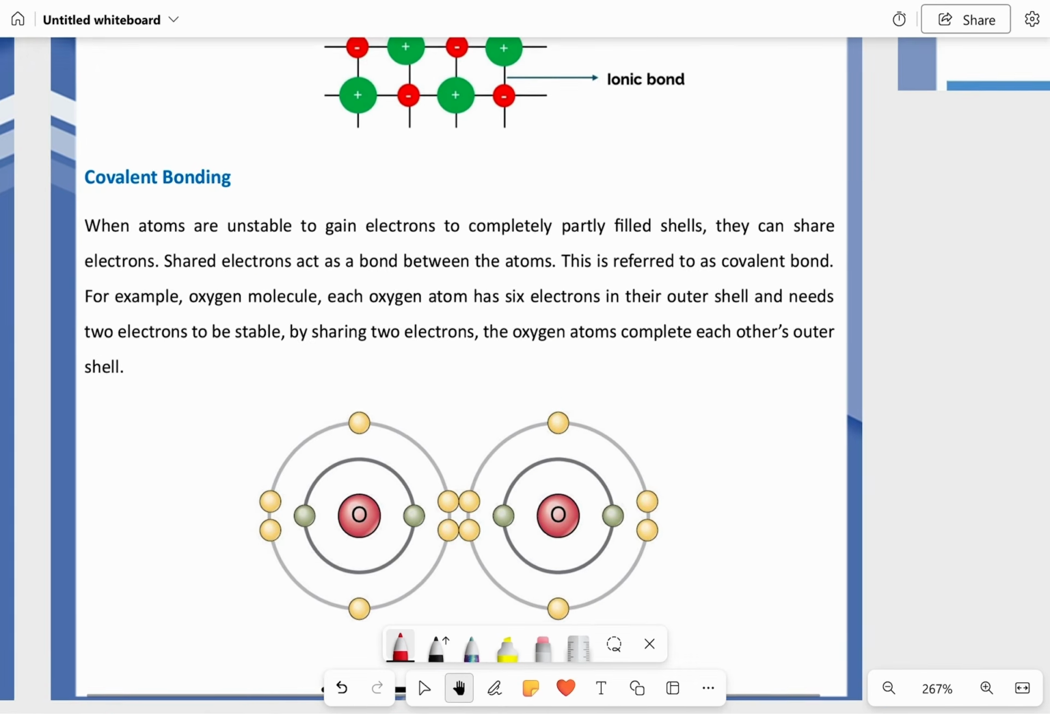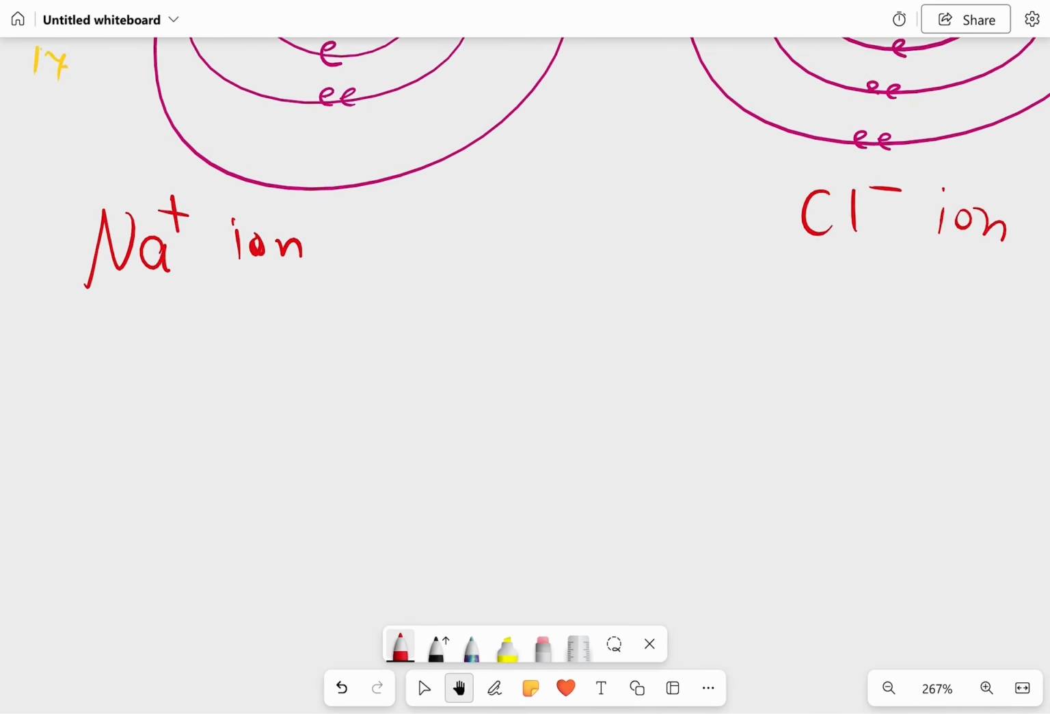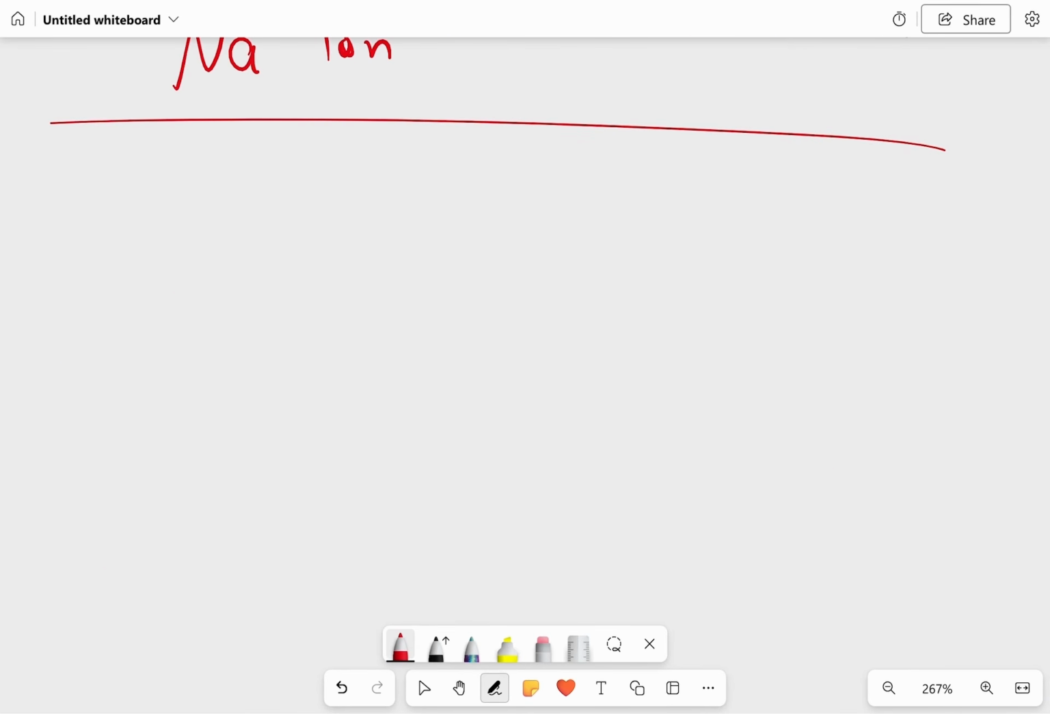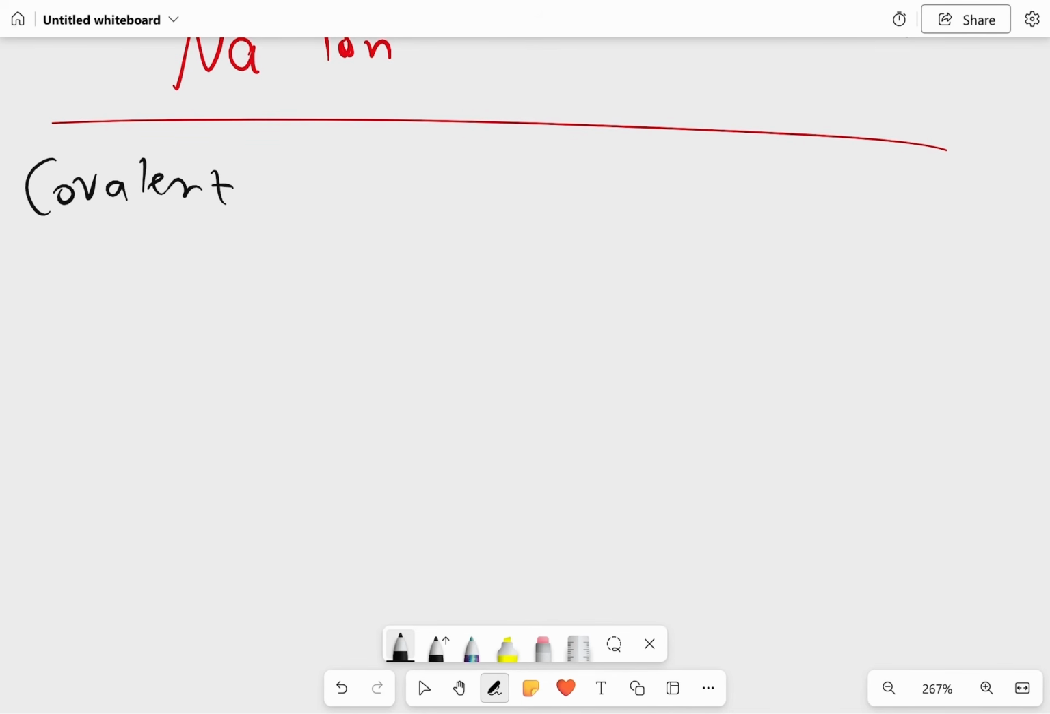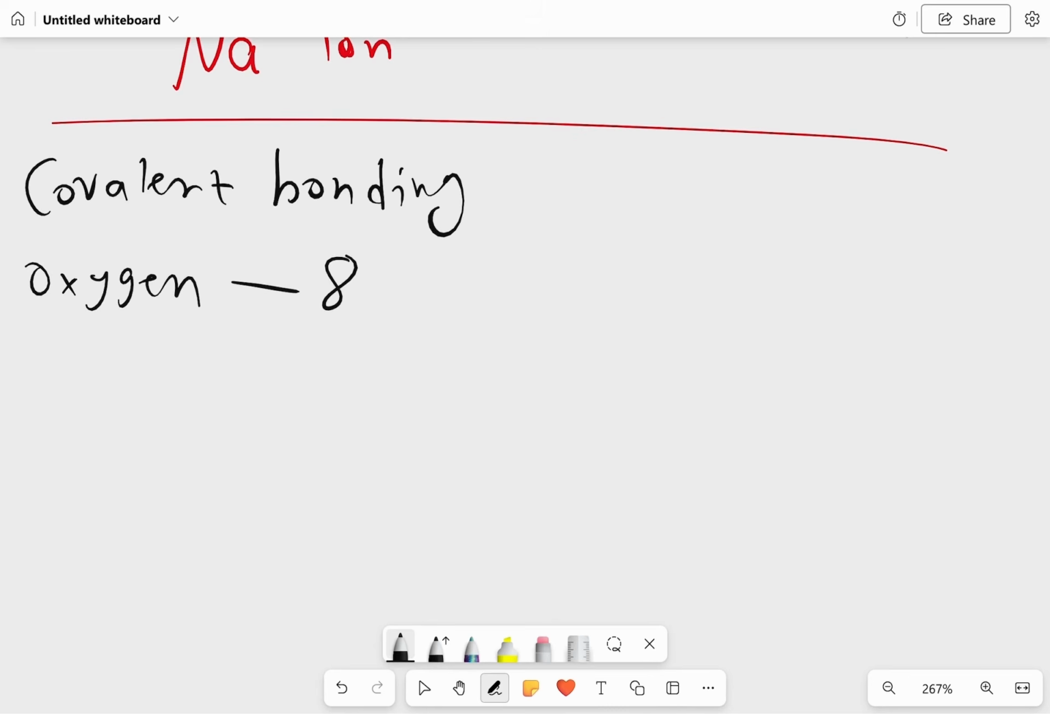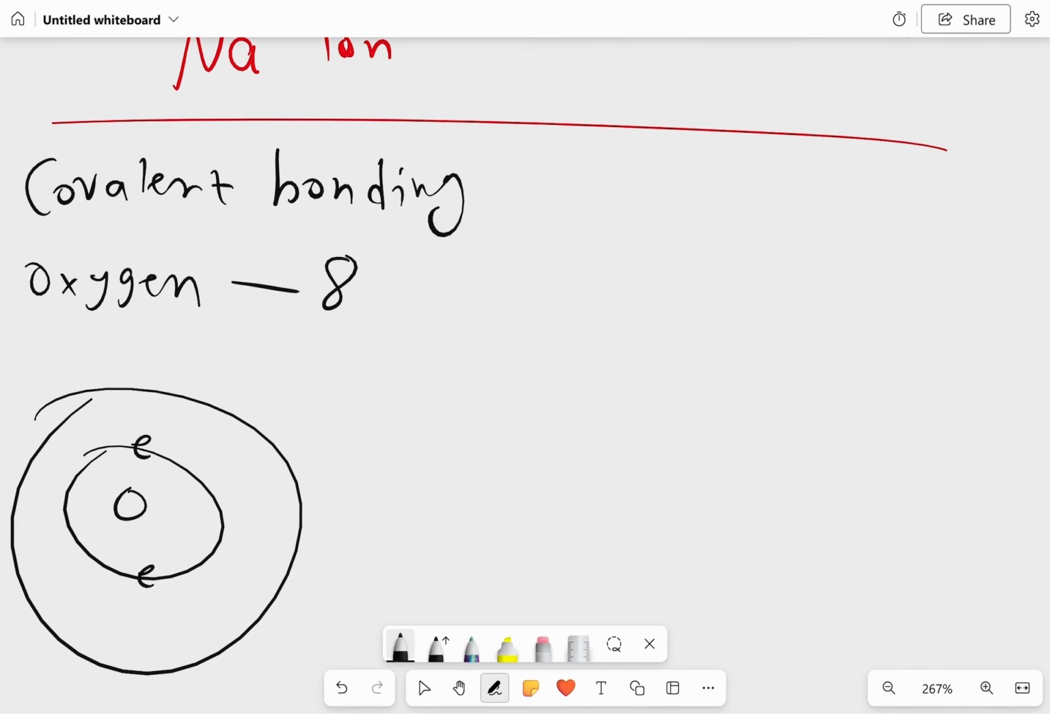Then you have covalent bonding. The second one is called covalent bonding. An example of covalent bonding is oxygen. Now, oxygen has how many atomic numbers? It has 8. Now let's do the atomic configuration. You have oxygen. In the first shell you have 2 electrons. In the last shell, because we have 8, you have only 6 electrons.